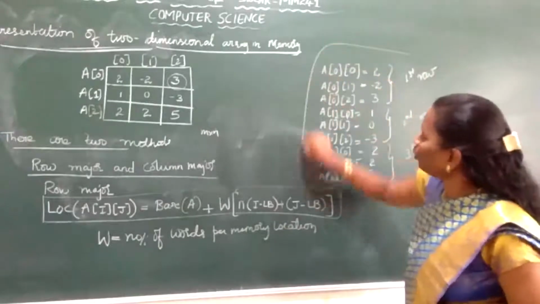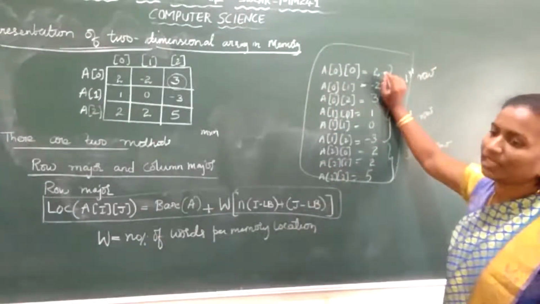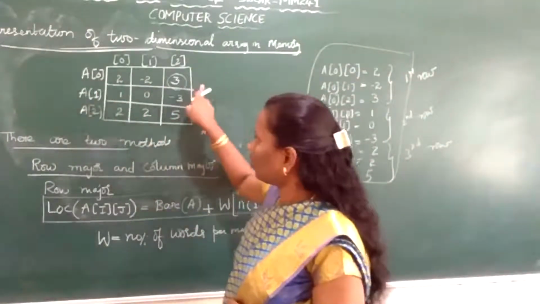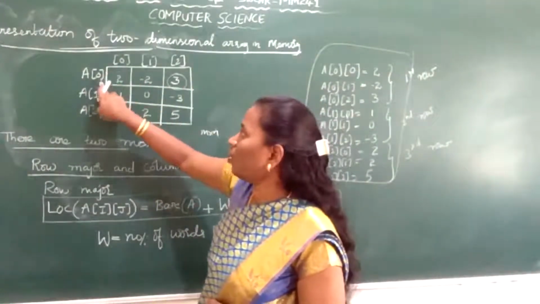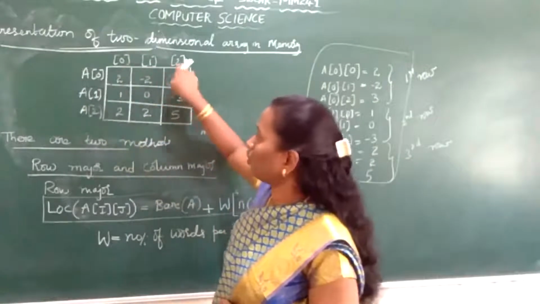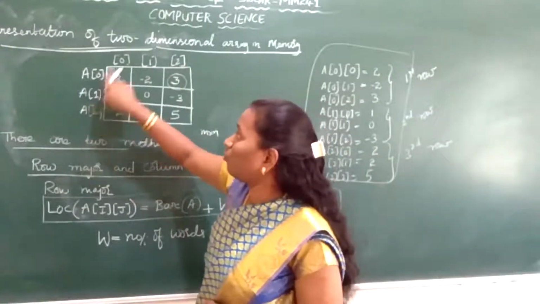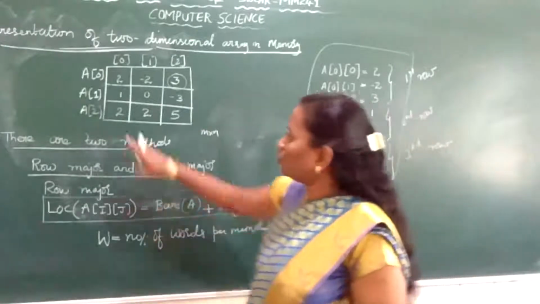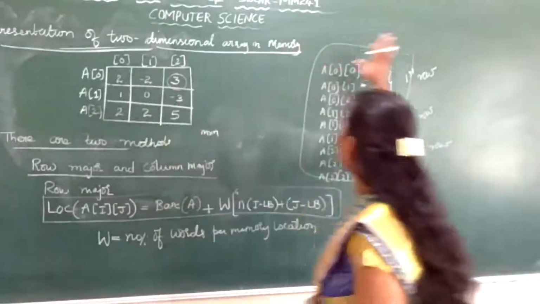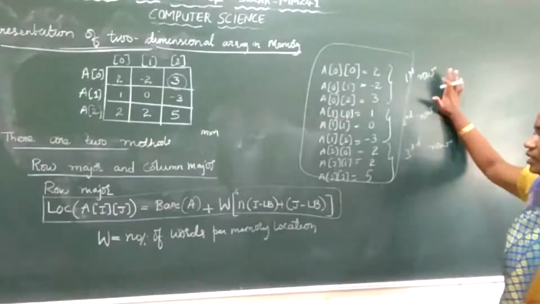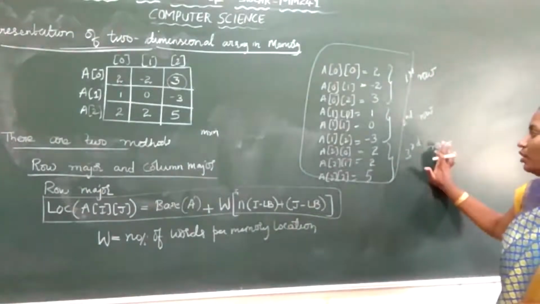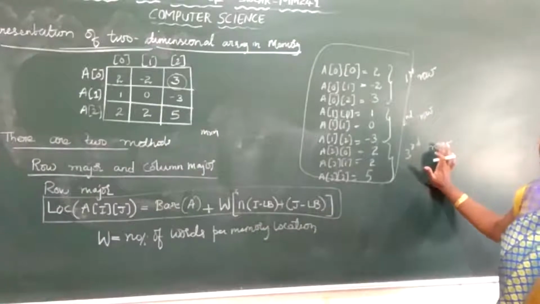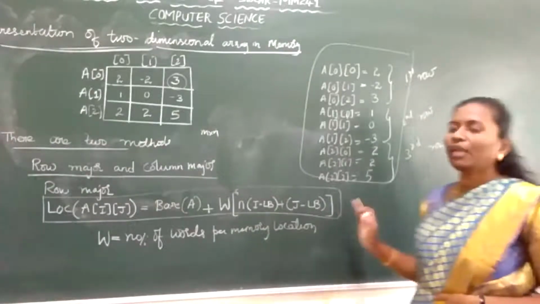So for your row major, you will represent the array in this form. First we'll take row major. A of 0, 0, A of 0, 1, A of 0, 2. Next row, A of 1, 0, A of 1, 1, A of 1, 2. Next row, A of 2, 0, A of 2, 1, A of 2, 2. This is for your first row, this is for your second row, and the next one is for your third row. This is the representation of your two-dimensional array by using the row major method.